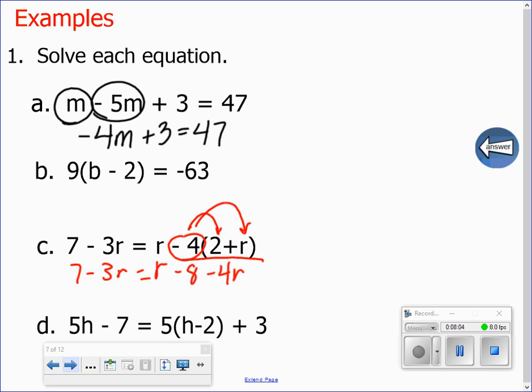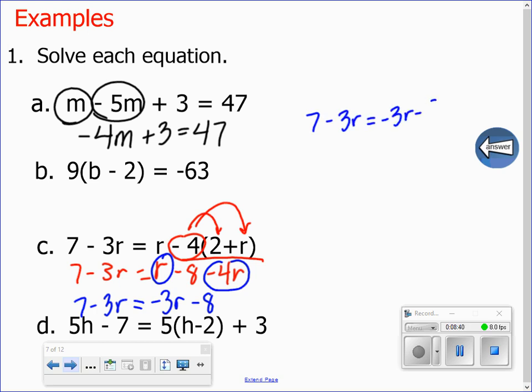Remember that after the distributive property, you're going to combine like terms. Remember, like terms have the same variable, same power, and are on the same side of the equal sign. So I can't combine the 3r because it's on a different side, but I can combine the r and the minus 4r. When we combine that, we're left with negative 3r minus 8, and that is equal to 7 minus 3r. So 7 minus 3r is equal to negative 3r minus 8.